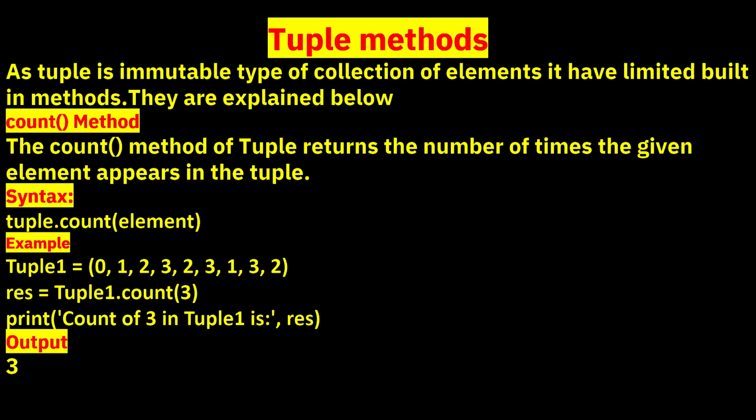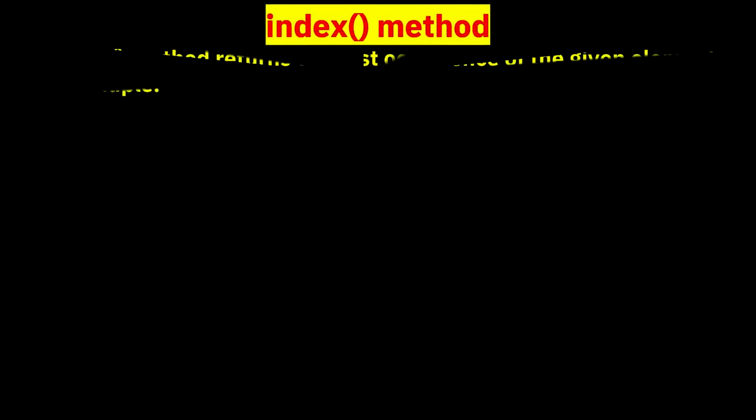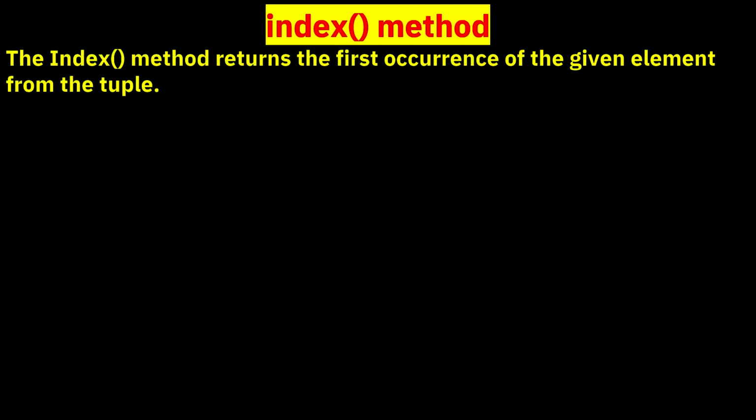tuple.count(element). Example. tuple1 = (0, 1, 2, 3, 2, 3, 1, 3, 2). res = tuple1.count(3). print("count of 3 in tuple1 is", res). Output. 3. Index method. The index method returns the first occurrence of the given element from the tuple.